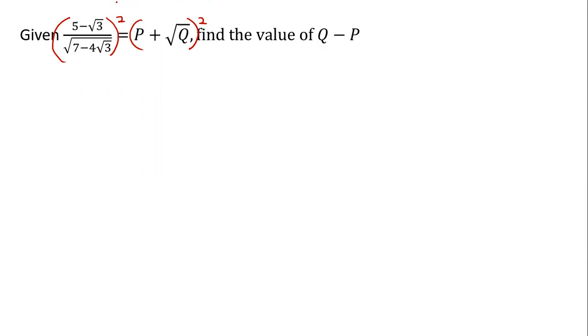So maybe you can ask me, why do we need to square this equation? The reason I square is because I want to remove the square root. When we square a square root, the square root is automatically eliminated. So that is my idea. Actually, this is my first idea.